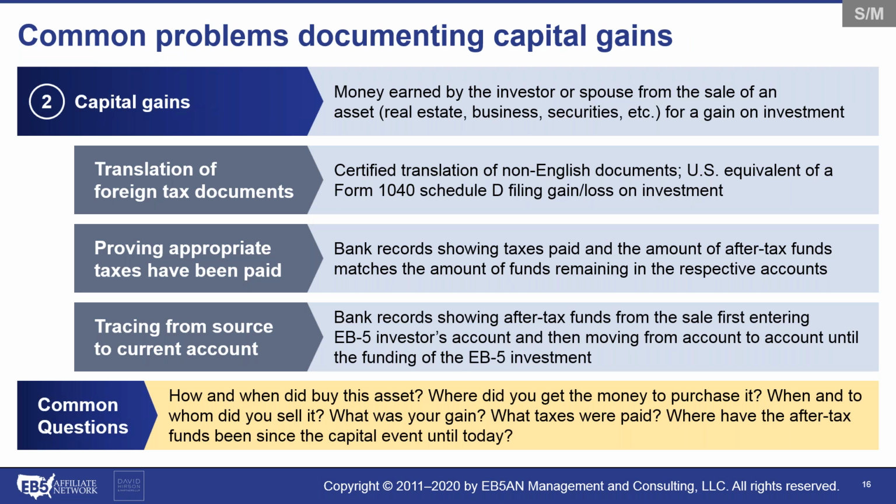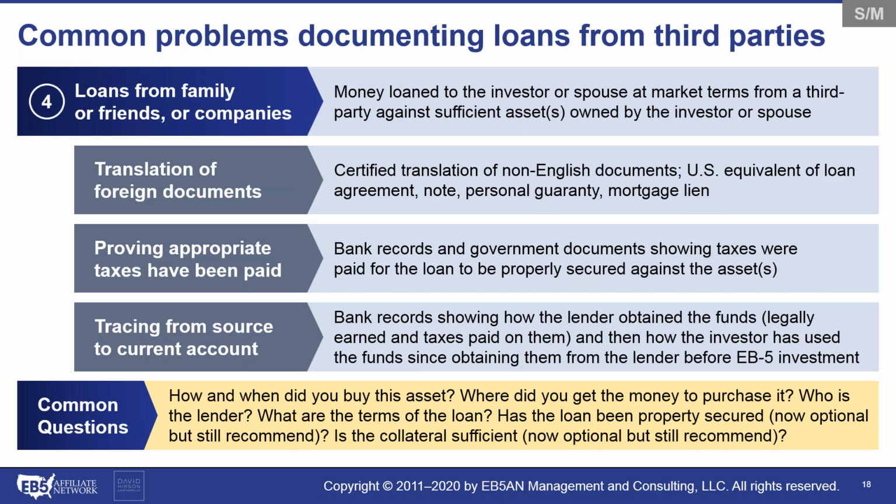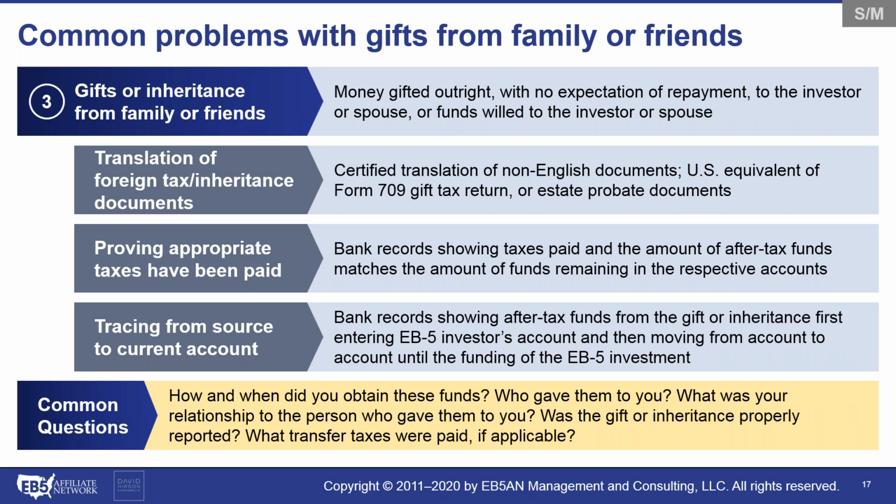Capital gains, pretty much the same rules apply here. Documents have to be in English and translated if not already in English. You have to show taxes have been paid, and you have to show the tracing of where the money came from and how it's gone since you originally obtained it into the EB-5 investment. So gifts or inheritance, same thing here.